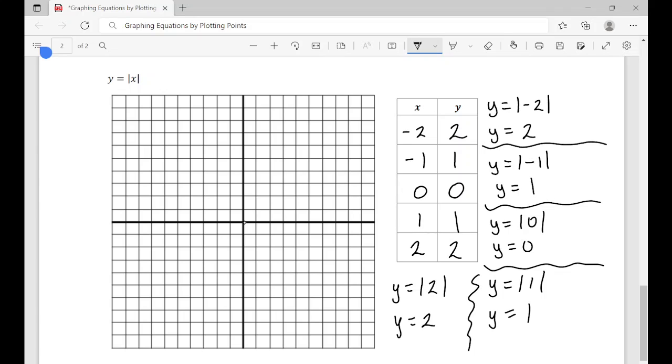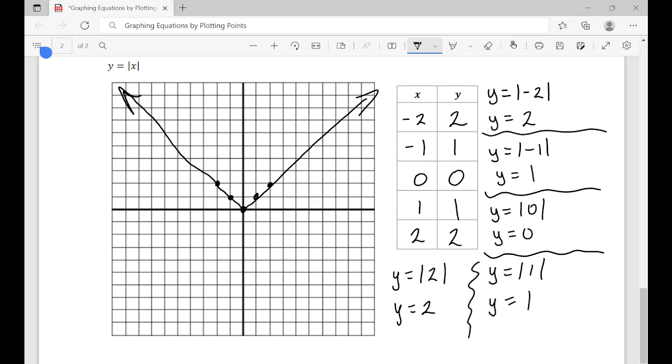So (-2, 2), (-1, 1), (0, 0), (1, 1), and then (2, 2). So here it is, a little bit straighter than the other one. So we can say that this here goes like that, and this one goes like that. Again, not a computer, not much of a drawer, but the points are right, the shape is correct, so I'm happy with the graph that I have drawn.